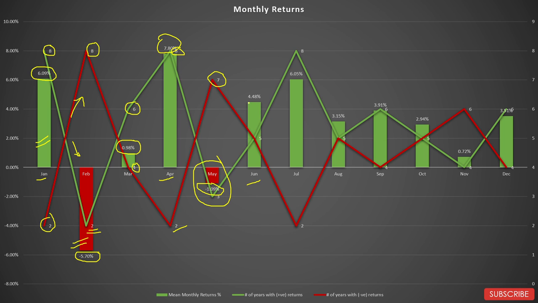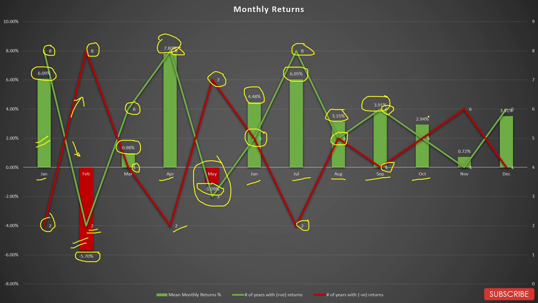June, a decent month, I would say, with 4.48% average returns, but 5 positive and 5 negative years in the last 10 years. July, I would say a very good month with 6.05% average returns and 8 positive years and only 2 negative years in the last 10 years. August, again an average month with 3.15% average returns, but 5 positive and 5 negative in the last 10 years. September, just above average month with 3.91% average returns and 6 positive returns in the last 10 years and only 4 negative returns.